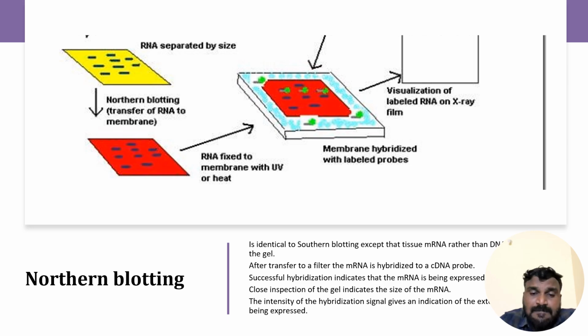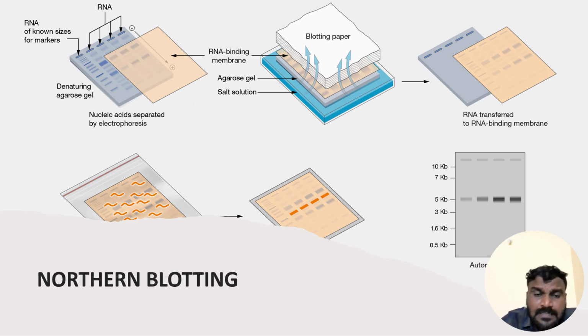Based on the expression levels of the RNA, we can speculate the cause of the disease. You can see in this slide, after doing all this northern blotting, in the first lane, the RNA levels are very low, and the second lane is a bit more, and it's increasing and increasing.